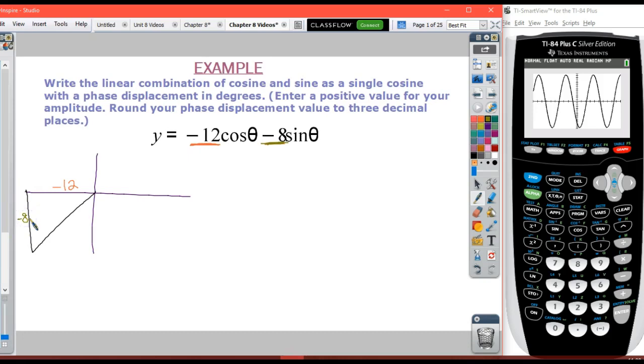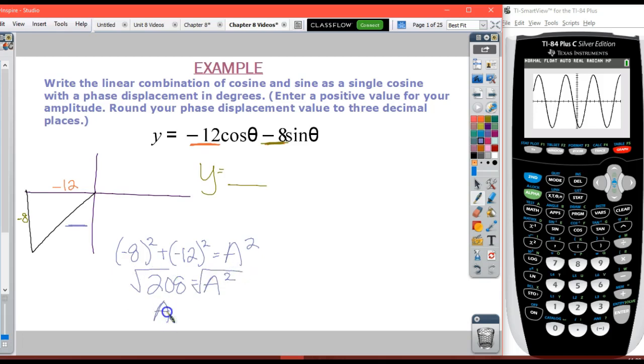So what we found out in class is that the amplitude of my transformed function is going to correspond to the hypotenuse or the radius. And so we will use Pythagorean theorem to then find this number here. So we'll have negative 8 squared plus negative 12 squared, and that will equal my amplitude squared. And so we will have 64 plus 144, so we will end up with 208 will equal my amplitude squared, square root both sides, and I get my amplitude to be the square root of 208.